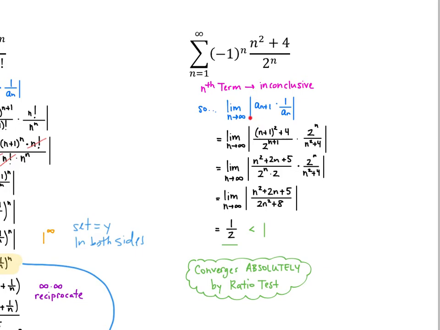So again, remember, since we're dealing with the absolute value, I can essentially omit the alternating portion. We're just looking at the positive portion when we set up our ratio test, okay?